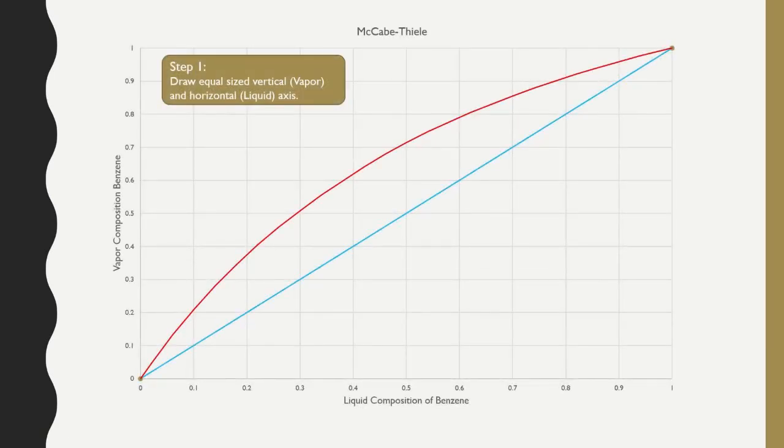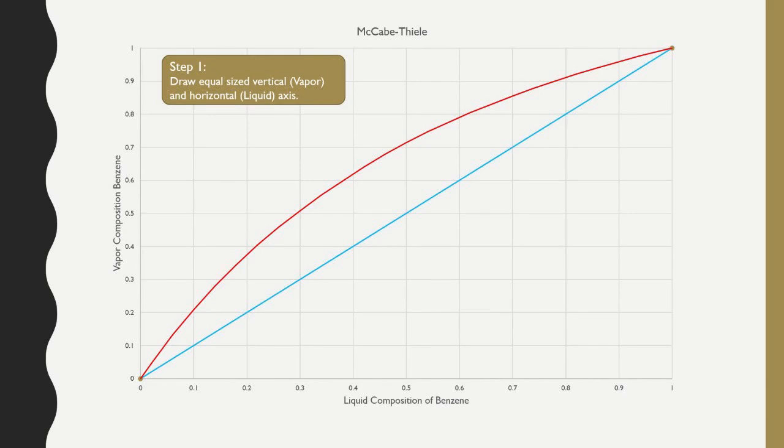Now this method involves a mixture of two components. So for this video's sake, we go for simplicity. We are going to use the mixture benzene and toluene. Now for the whole process of this method, we are only going to use the composition data of the lighter component of the mixture, which is benzene.